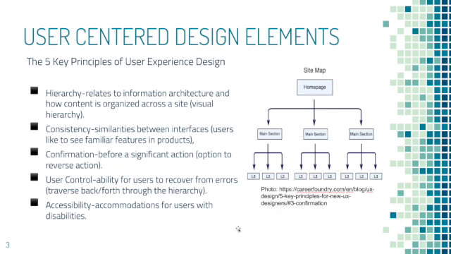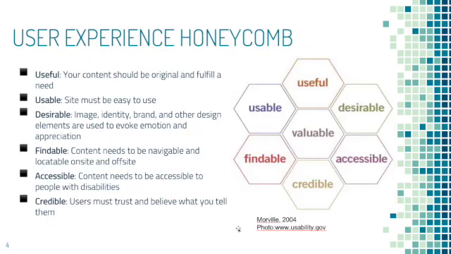Confirmation, which is before a significant action, there's an option to reverse that action. So, a good example would be if you're trying to put a payment through on a site and you get that pop up that wants to confirm that transaction. There's user control, and that's the ability for users to recover from errors and traverse back and forth through the hierarchy of the site. And lastly, accessibility, which are accommodations for users that are disabled.